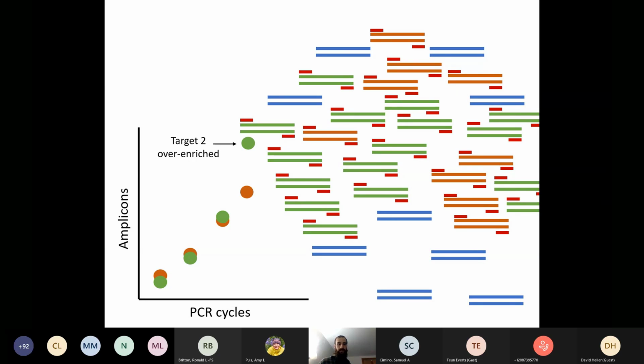So the problem here is that if this proceeds far enough, we could have target 2 dominating our post-PCR pool of PCR products. And when we go to sequencing, we might actually completely miss target 1 and only pick up target 2. So because there's a difference in the amplification efficiency for these two targets, we have reduced sensitivity for target 1, and we might miss its detection as target 2 is over-amplified.